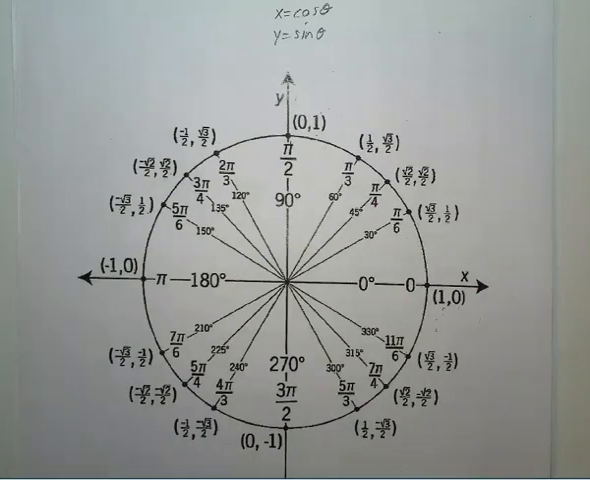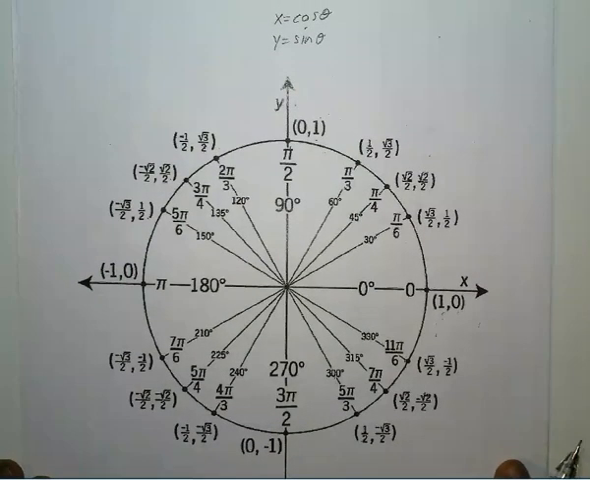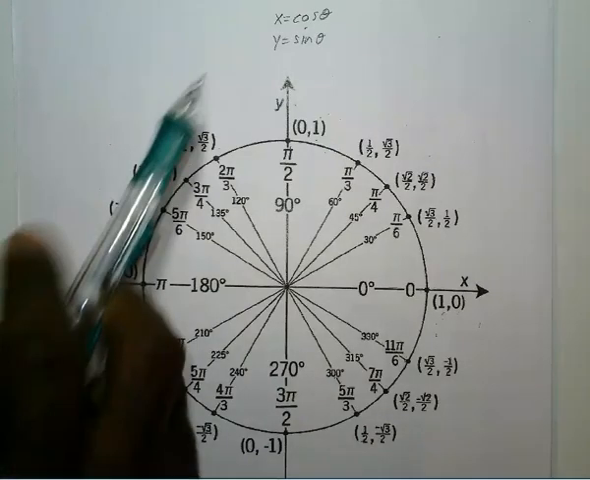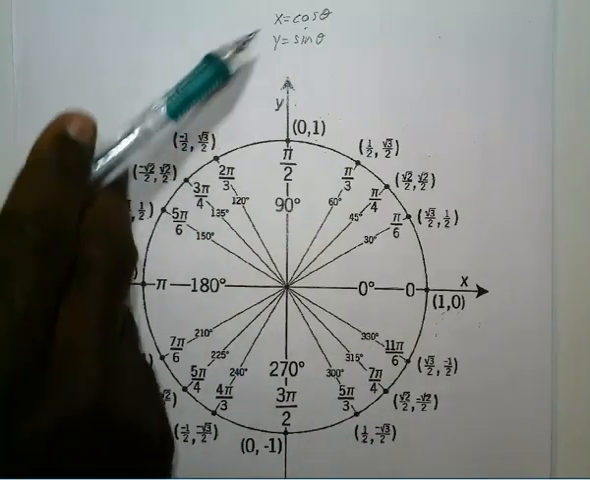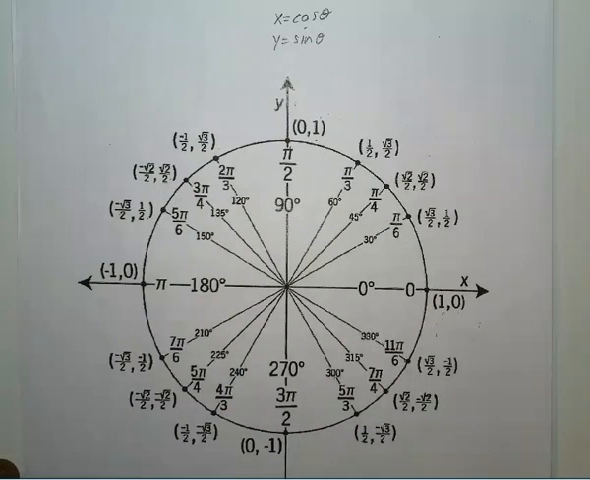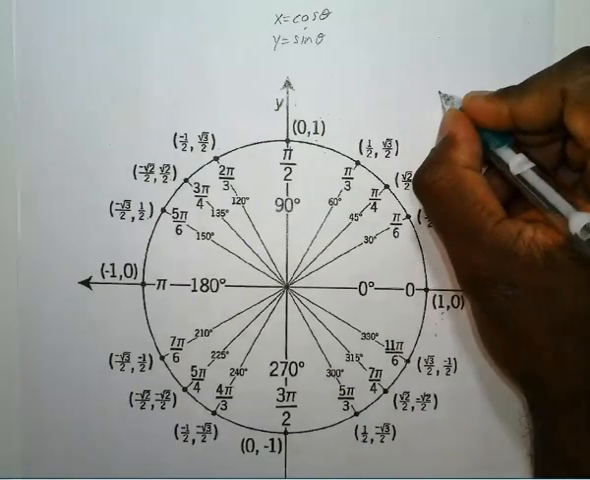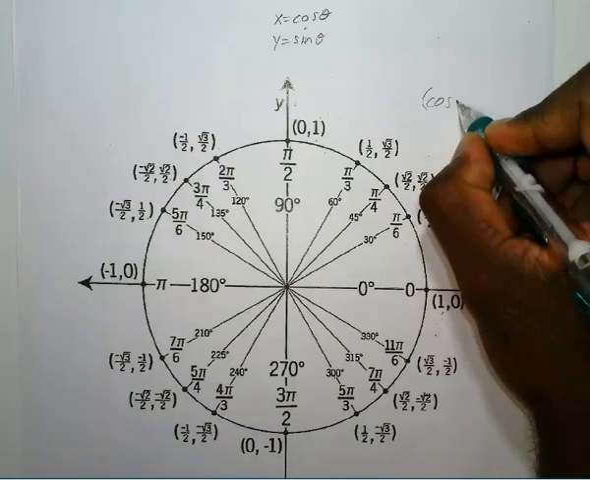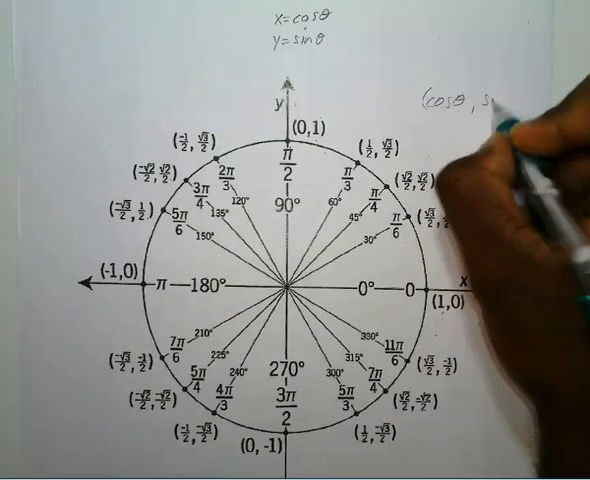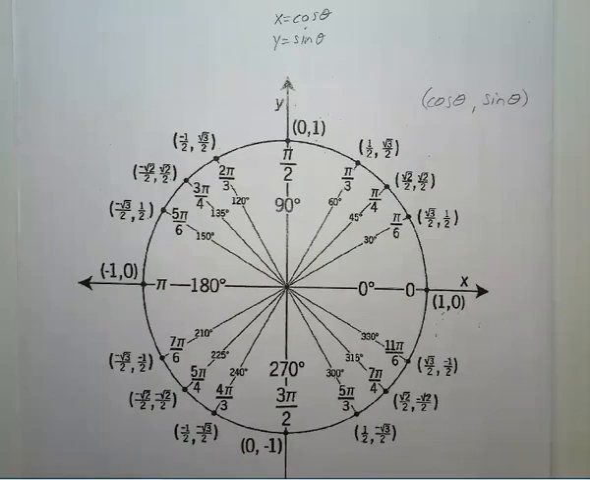So if you remember, cosine of theta is equal to x over the radius, but since our radius is 1 on a unit circle, it's just equal to x. And sine of your angle theta is equal to y over the radius. Like I said, on a unit circle your radius is 1, so sine is equal to y. That means on your unit circle, since it's your xy coordinates, it's cosine of your angle and sine of your angle.